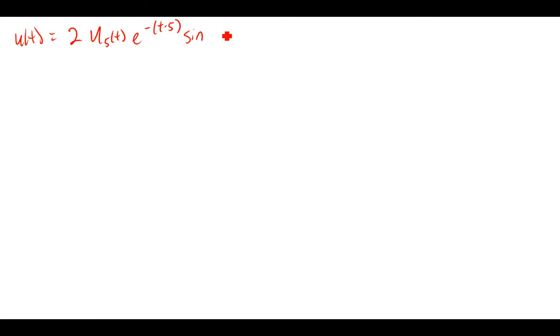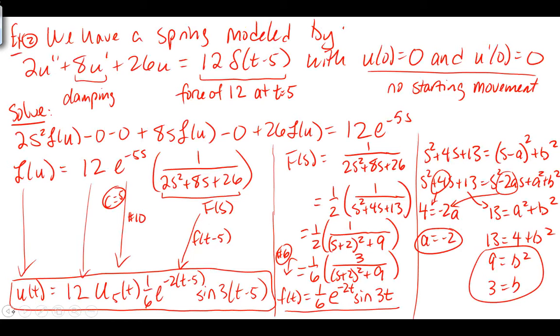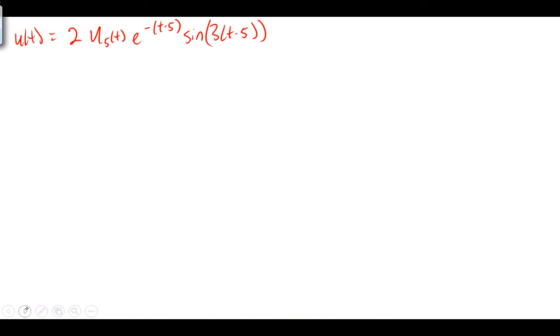Sine of 3t minus 5. Okay, did I do that right? Oh, I missed a 2, did I? Negative 2t minus 5. Okay, so that's my solution. You can distribute this if it's helpful or if you want to.